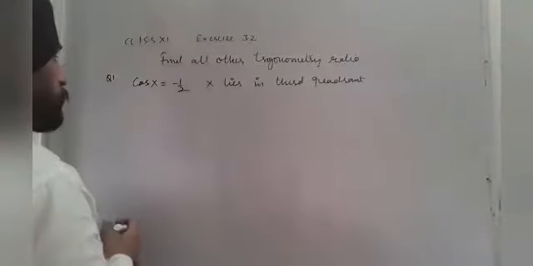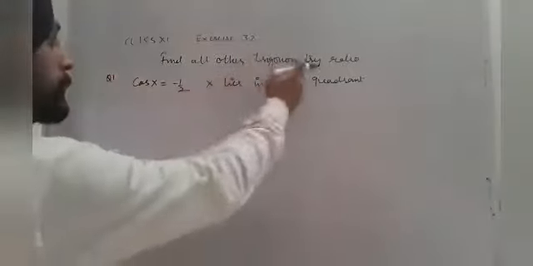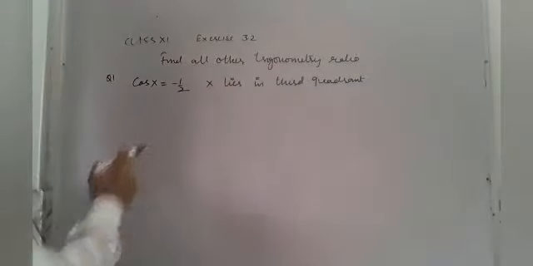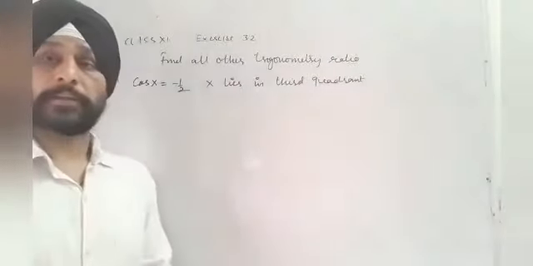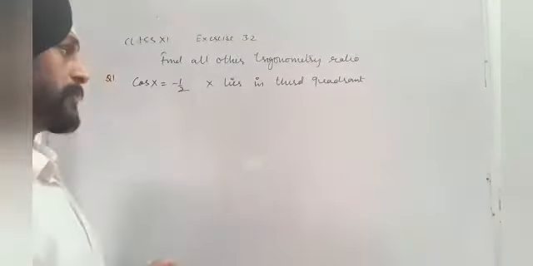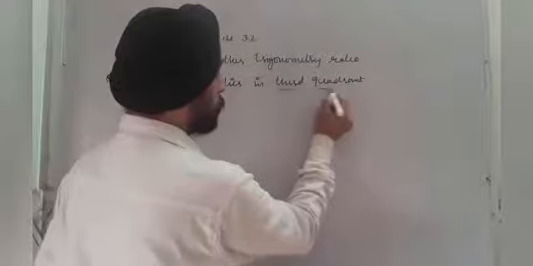We have given you the question of first, exercise 3.2. We need to find all other trigonometric ratios where cos x is equal to minus 1 by 2, and x lies in the third quadrant here. Student, firstly we need to focus on this point, that x lies in the third quadrant.